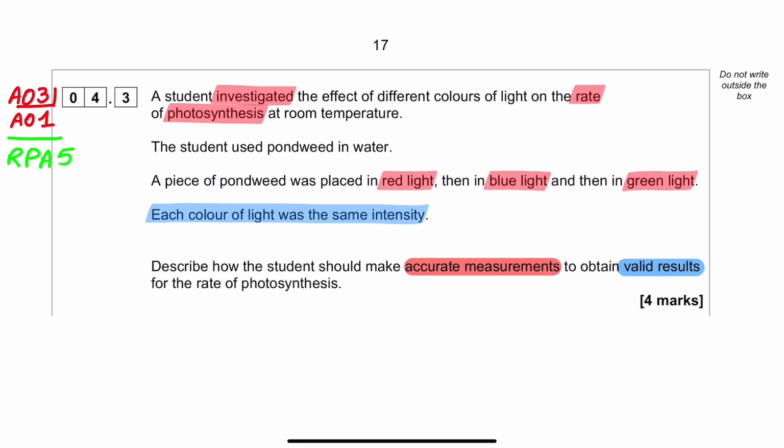In this experiment, the student is using different colors of light: red light, blue light, and green light. On the other hand, important information is given. The student needs accurate measurements and valid results. Let's see the model answer.